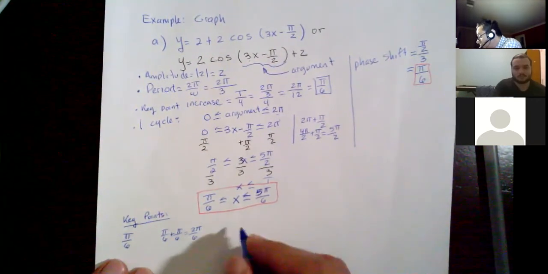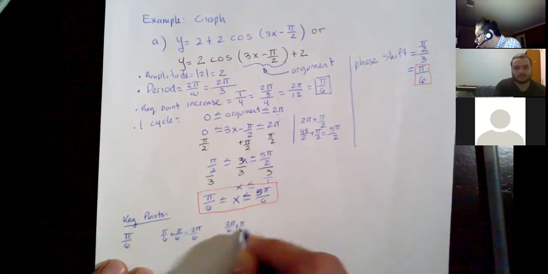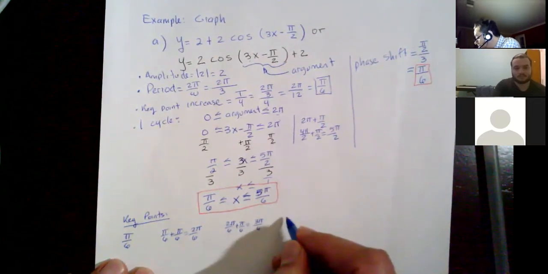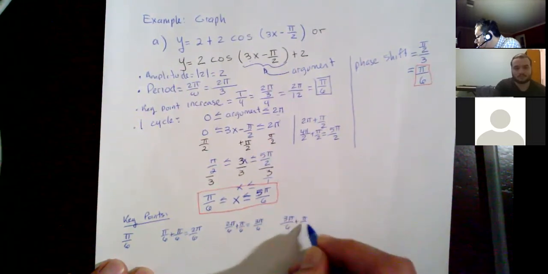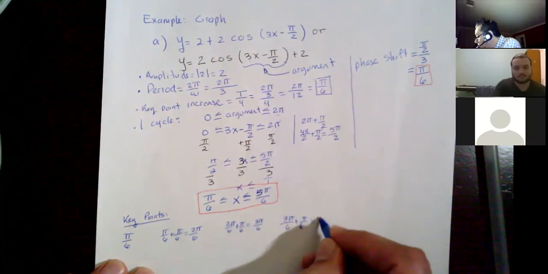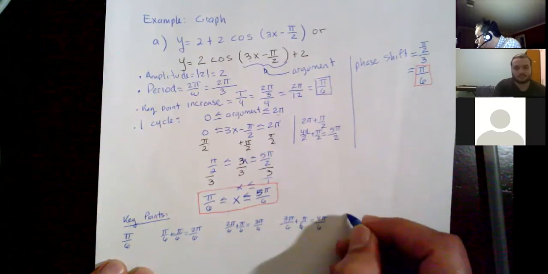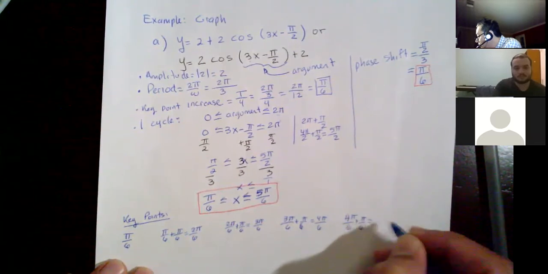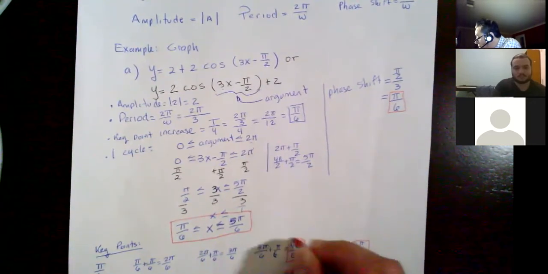The next key point is 2 pi over 6 plus pi over 6, which happens to be 3 pi over 6. The next key point is going to be 3 pi over 6 plus pi over 6. That's 4 pi over 6. We got 1, 2, 3. We need one more. The next key point is 4 pi over 6 plus pi over 6, which equals 5 pi over 6. So we got all the key points that we need.